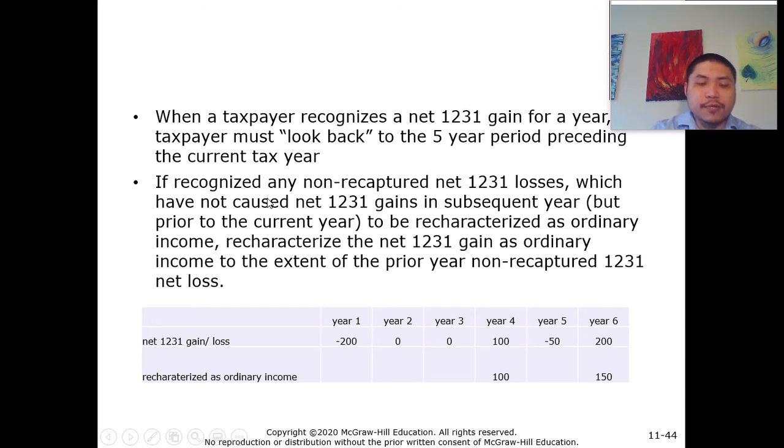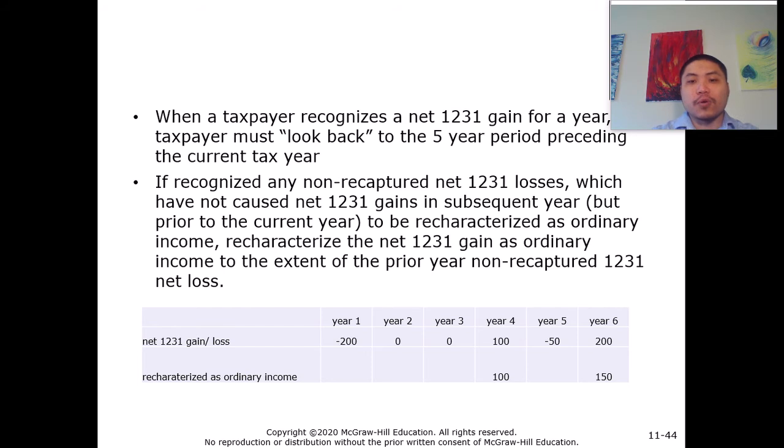If the person recognizes any non-recapture net 1231 loss in the prior 5 years, which has not caused net 1231 gain in a subsequent year, but prior to the current year, to be recharacterized as ordinary income, then in the current year the person has to recharacterize the net 1231 gain as ordinary income to the extent of the prior non-recapture 1231 net loss. So all that is just what I just talked about, right?